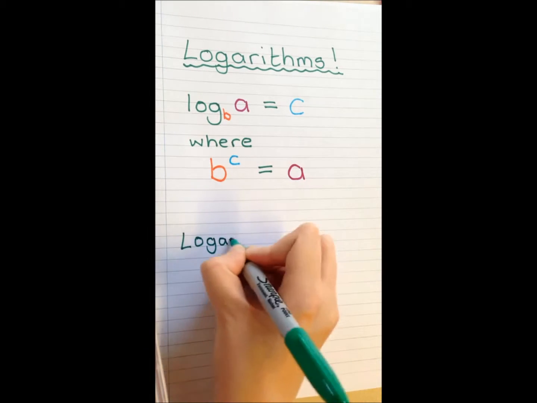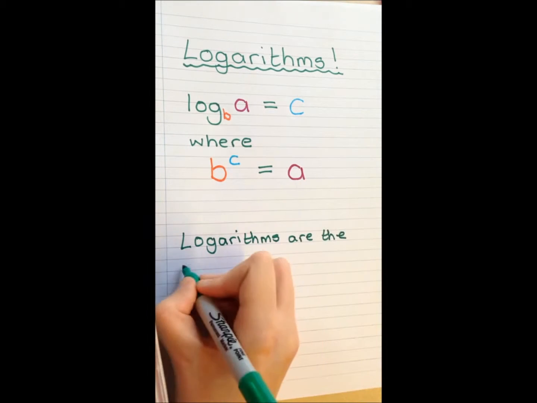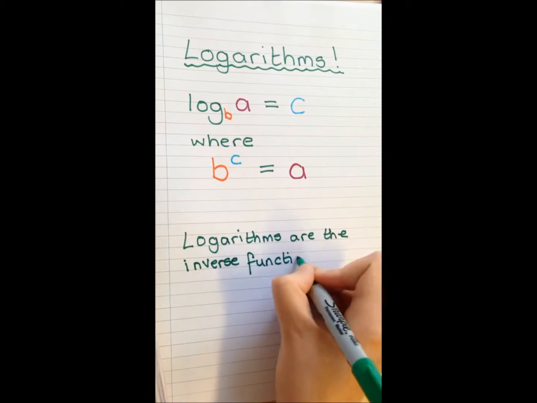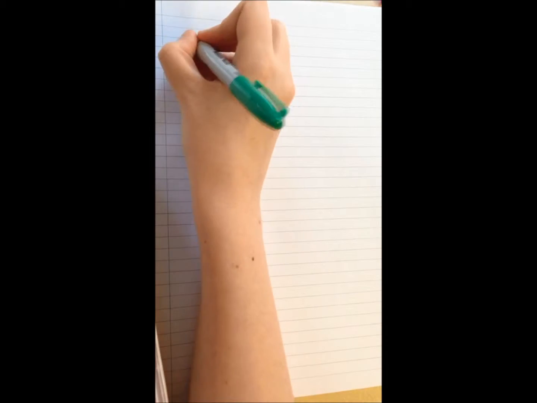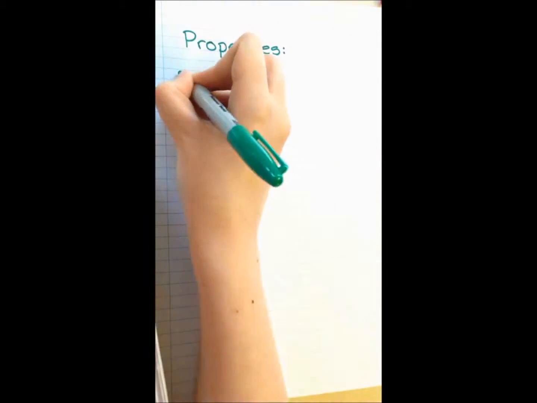This essentially tells us that logarithms are the inverse function of exponents. It's helpful to remember this when learning the properties and rules of logarithms. There are three main properties of logarithms.